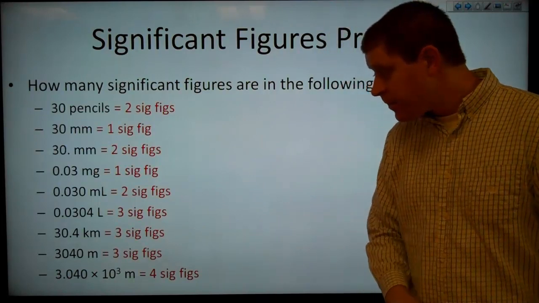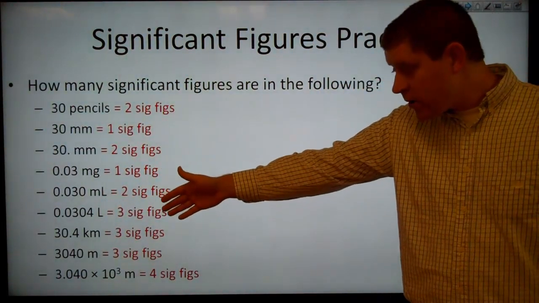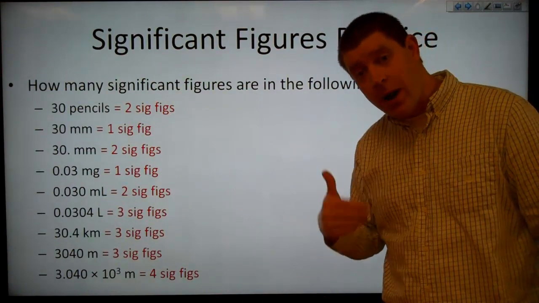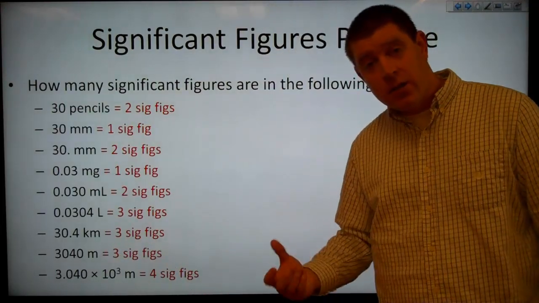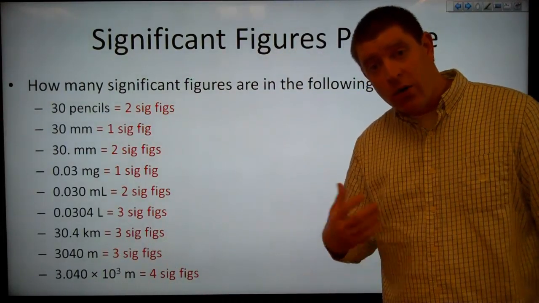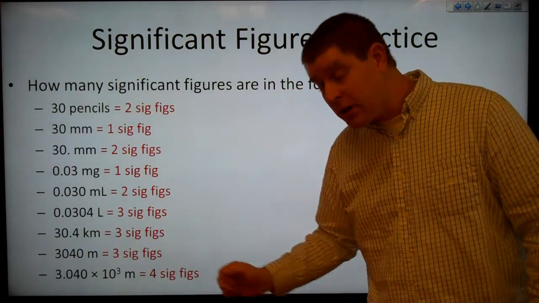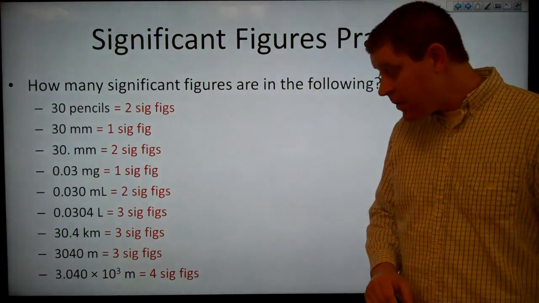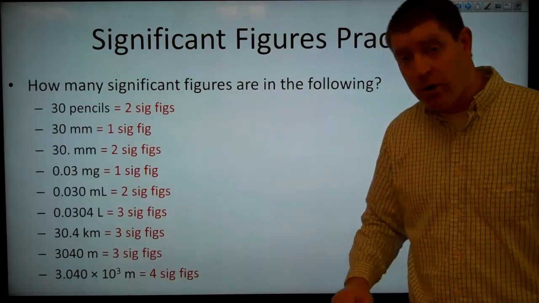If we have 3040, we have 3 sig figs, because the 0 in between the 3 and the 4 counts, the 0 after the 4 does not count. If we put a decimal point after the second 0, then all 4 of them count, and we have 4 sig figs. And that's essentially what we've done here in this last case. We have 3.040 times 10 to the 3 meters. The times 10 to the 3 doesn't matter, and we have 4 sig figs.